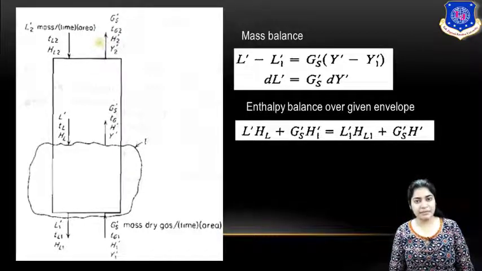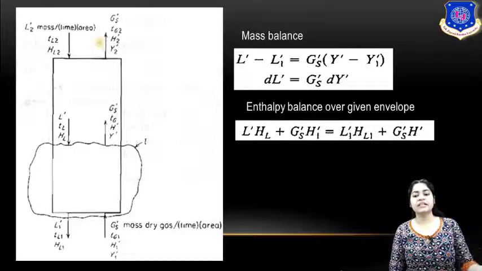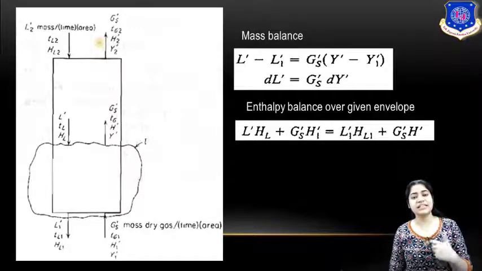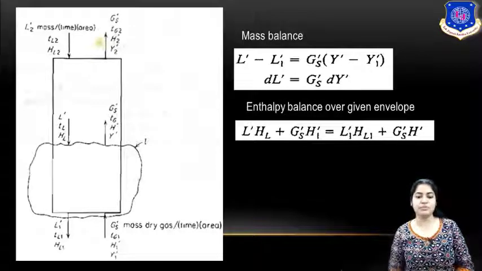Now the enthalpy balance over the given envelope. You can see at the inlet, L dash into HL, the inlet enthalpy of your liquid which is entering envelope 1, plus from the bottom gas is entering also. So that is GS dash into H1 dash, which is equal to the enthalpy of the outlet stream. So what is that?